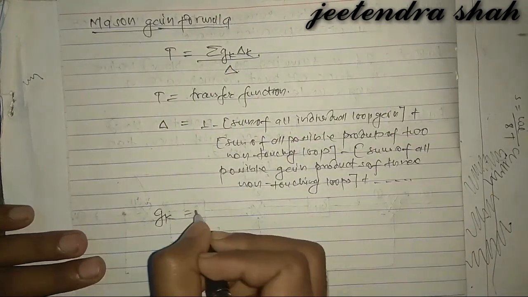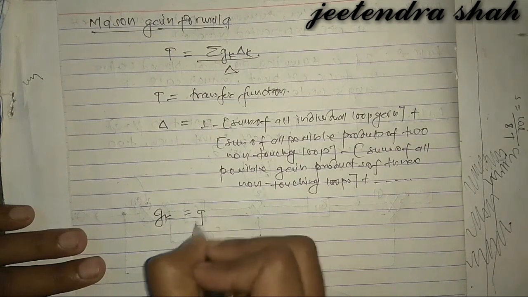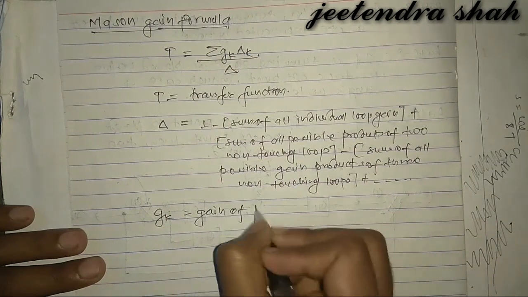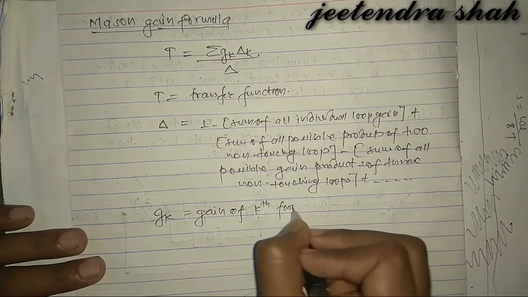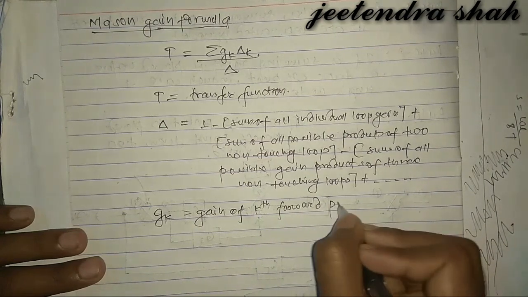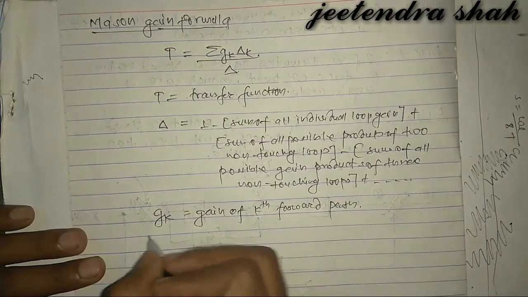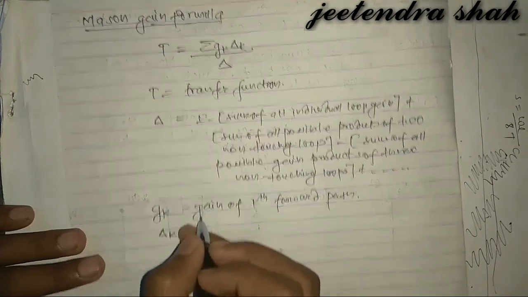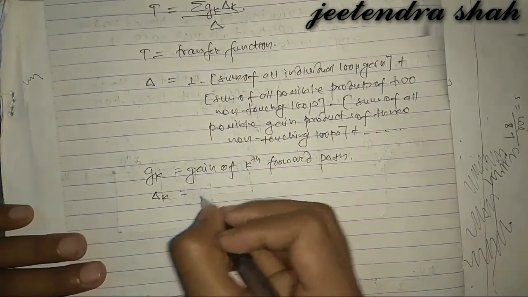And here Gk is the gain of the kth forward path, and delta k means the part of delta not touching the kth forward path.